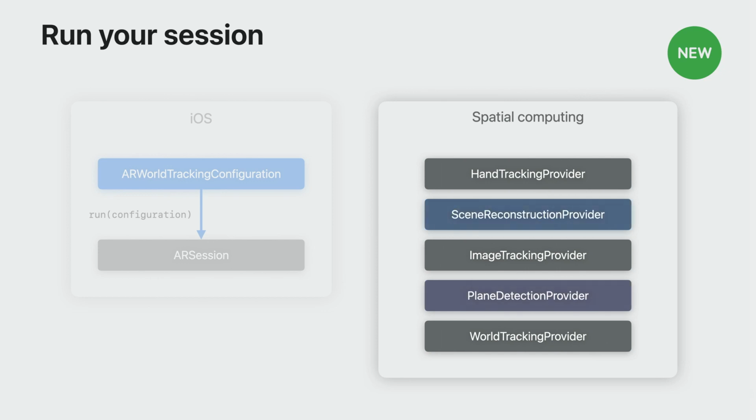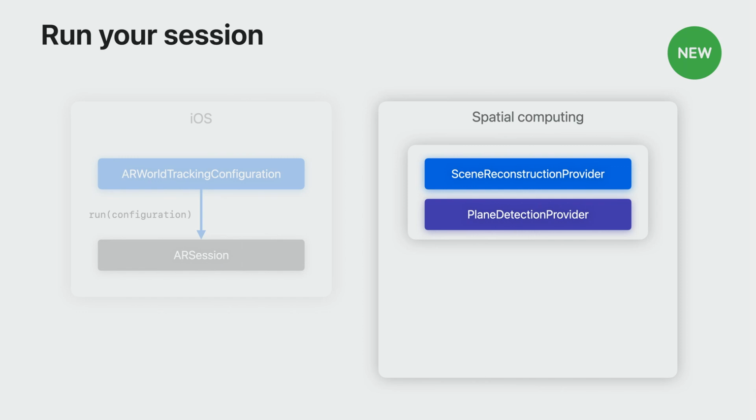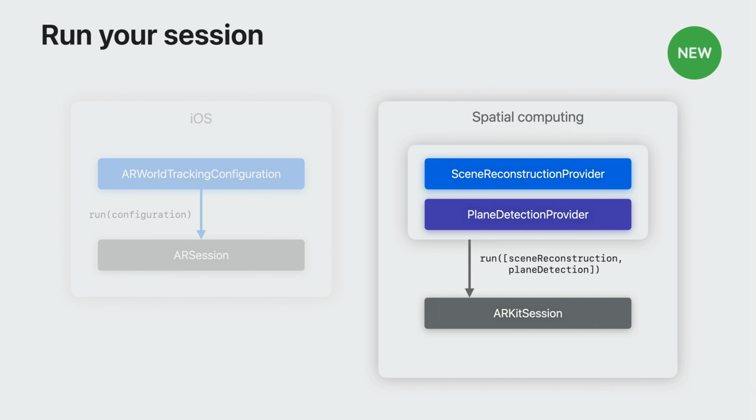Here, for example, we choose a scene reconstruction provider to receive mesh anchors and a plane detection provider to receive plane anchors. We create the providers and initialize the mesh classification and plane types we wish to receive. Then we create an ARKit session and run it with the instantiated providers.